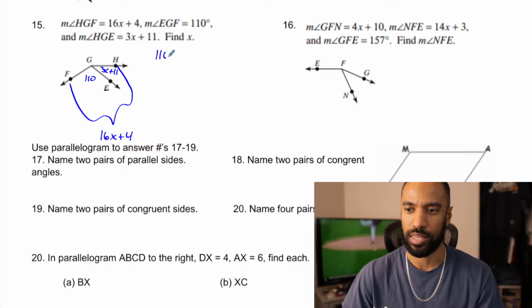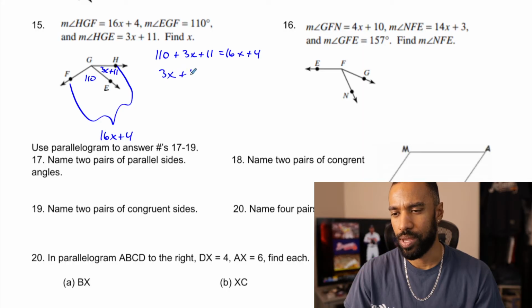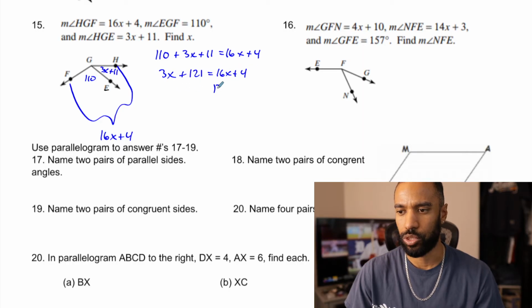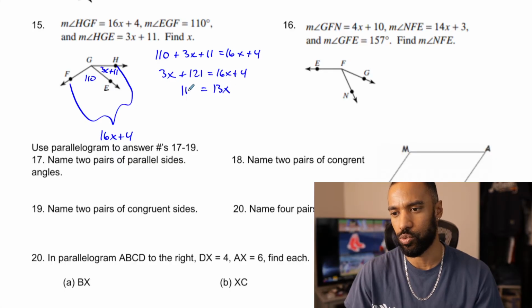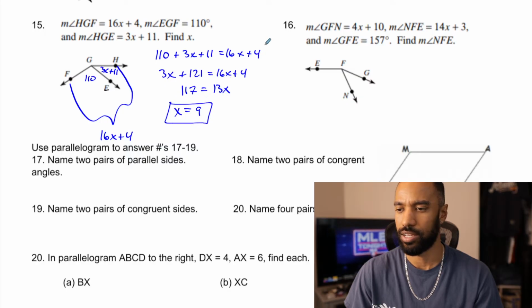Again, this is where we can write that equation. 110 plus 3x plus 11 equals 16x plus 4. Combine like terms, you get 3x plus 121 equals 16x plus 4. Subtract 3x from both sides, 13x equals 117. Divide by 13, I do believe that is 9 for x, and you're done.